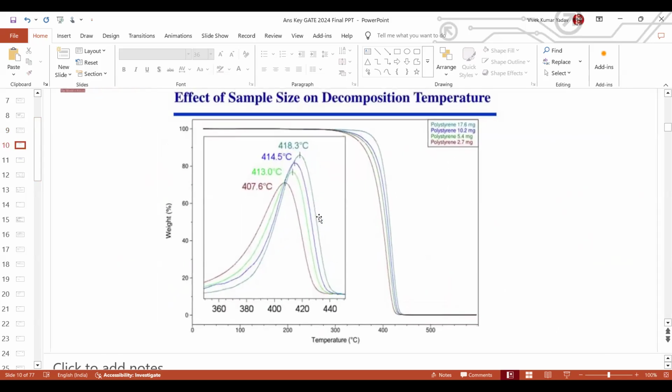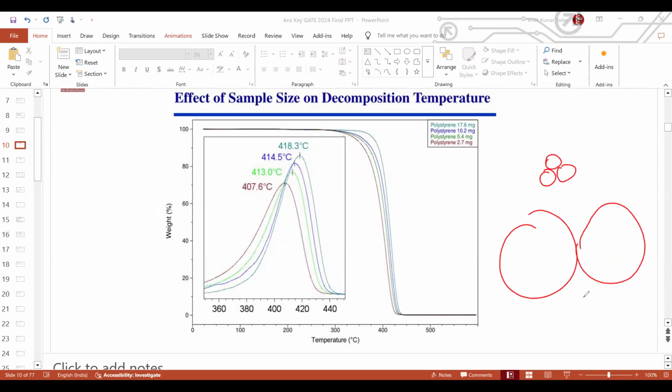Now, what is the effect of sample size on decomposition temperature? Usually, if the sample is very small, very fine, what will happen? It's all about the heat flow, right? Say one sample is very small and another is very big. Now tell me, which one will have a higher surface to volume ratio? See, the smaller it becomes, the S by V ratio becomes bigger. Why? Because size is smaller, so volume is smaller. If volume is smaller, then S by V becomes bigger.